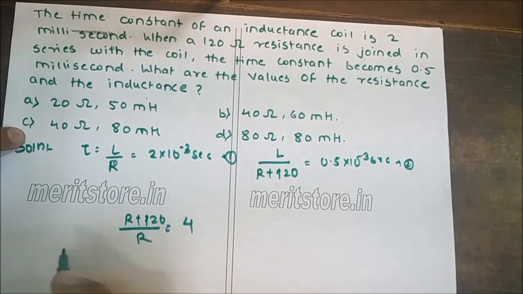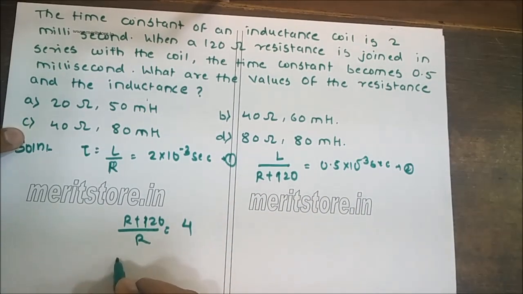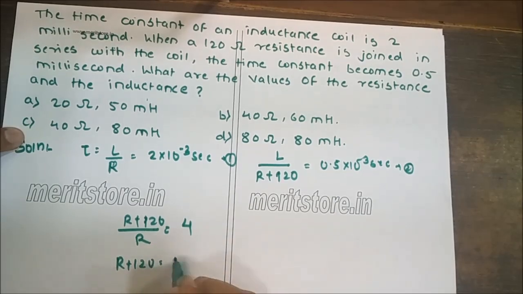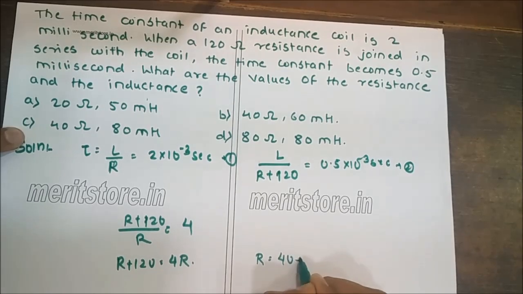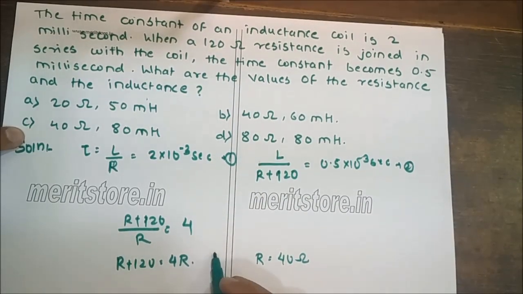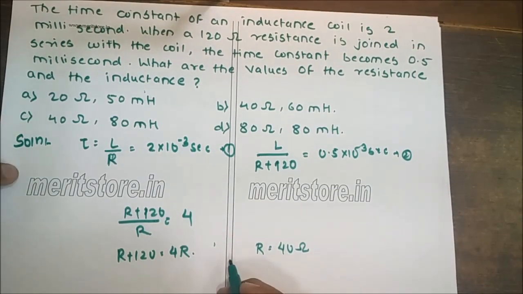Next what we have is R plus 120 equals 4 times R. So 120 equals 3R. We can solve this: this R goes there, that is 4R minus R becomes 3R. So R becomes equal to 40 ohms. So the answer is 40 ohms.